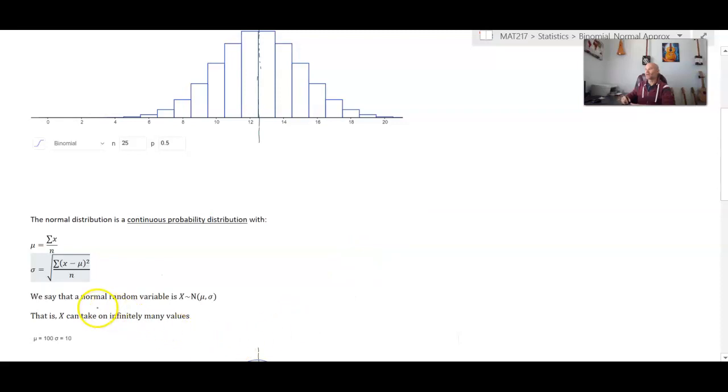And we say that a normal random variable, called x, is distributed normally with mean mu and standard deviation sigma. So all you need to be able to draw that distribution is the mean and standard deviation.